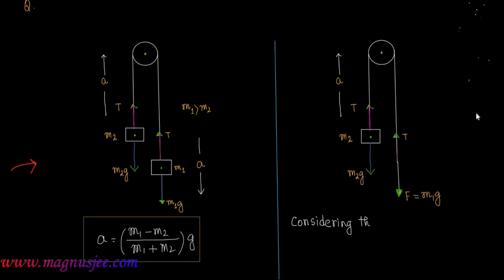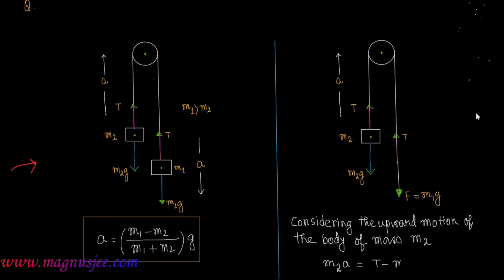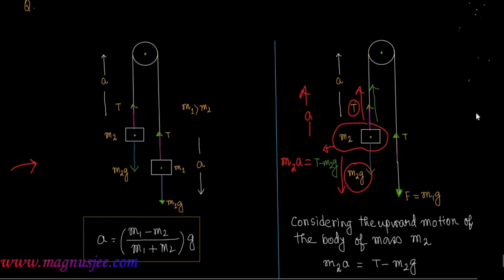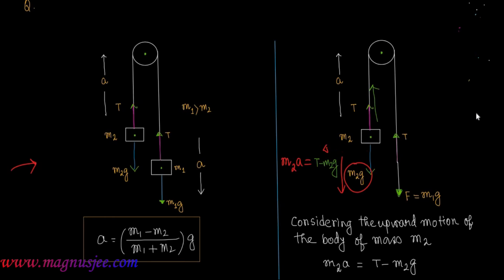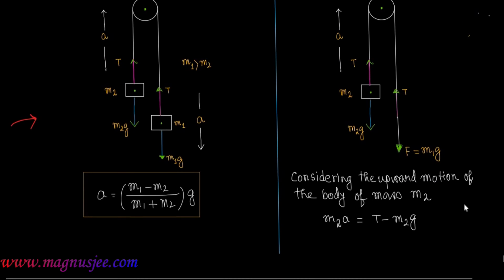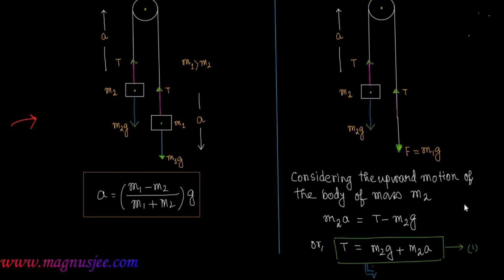Considering the upward motion of the body of mass m2, we get m2 into A, mass into acceleration, is the net force acting on the mass m2, which is equal to T minus m2g, as the body of mass m2 is moving upwards with an acceleration A. Therefore, T is equal to m2g plus m2a, which is equation 1.